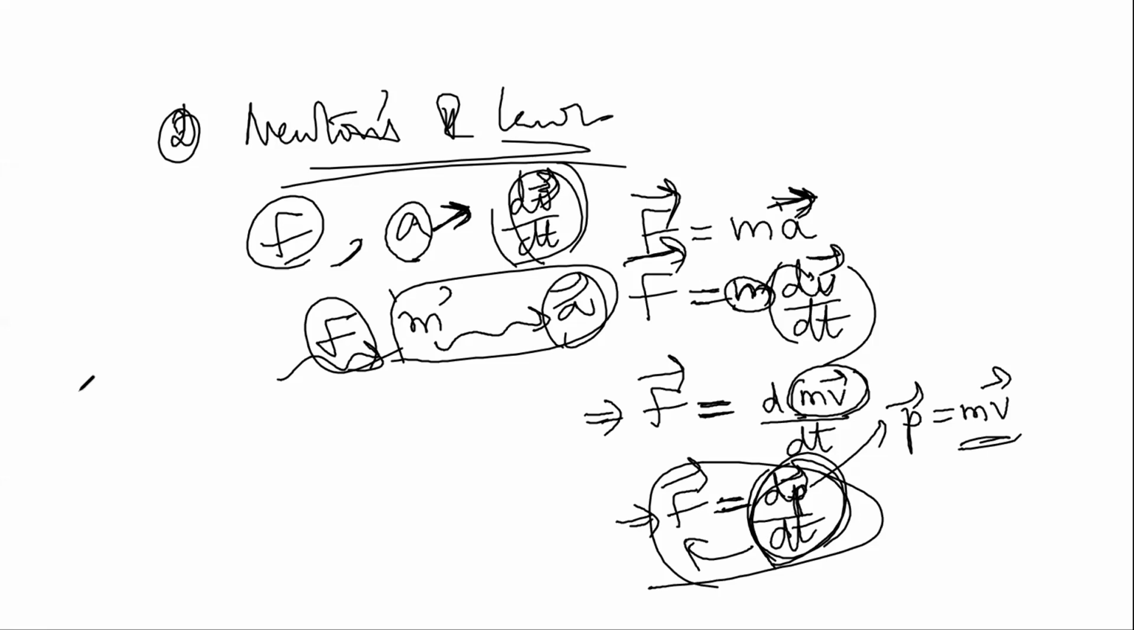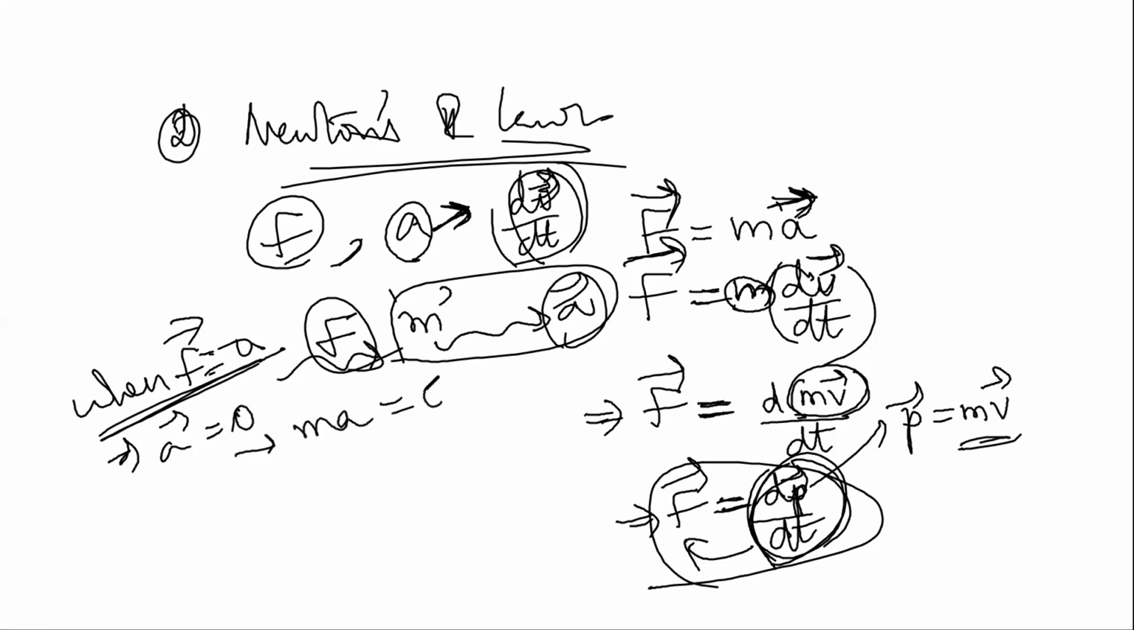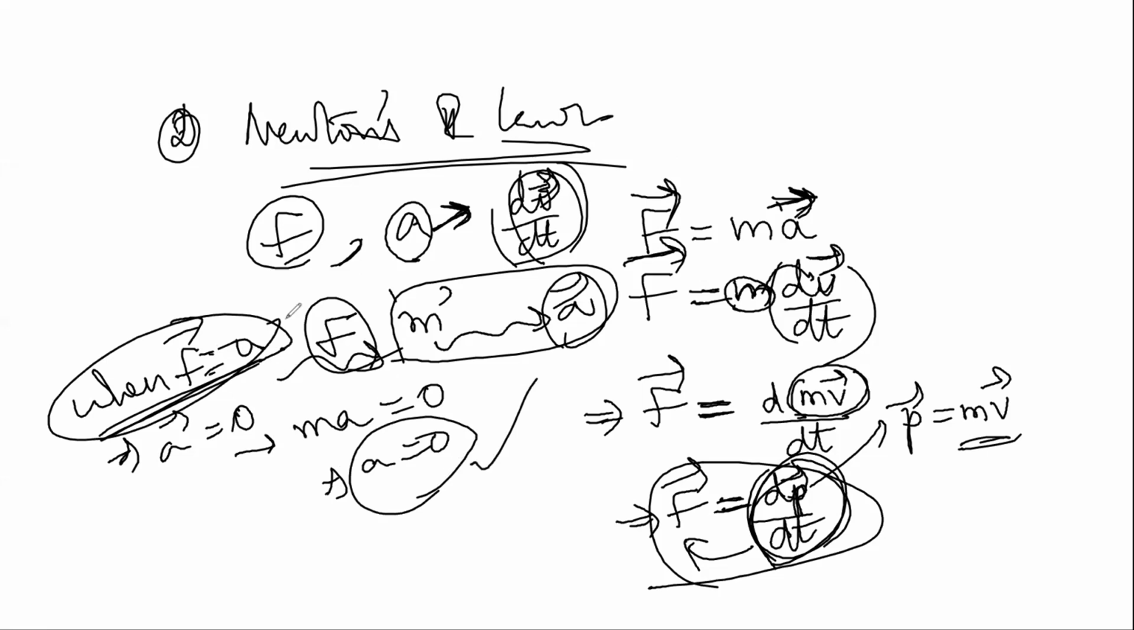Now, according to Newton's first law, when F is 0, what is A? Until and unless an external force is applied, the body will continue to be in the state of rest, or with constant velocity, right? So when F is 0, that means the external force is 0, and A will be 0, because F equals ma. That means ma equals 0, which implies A equals 0. So F equal to 0 implies A equal to 0. See, the first law is proved by using the second law.